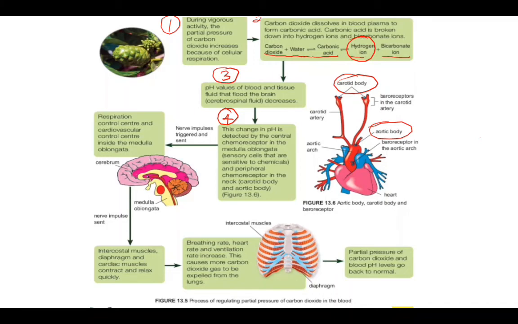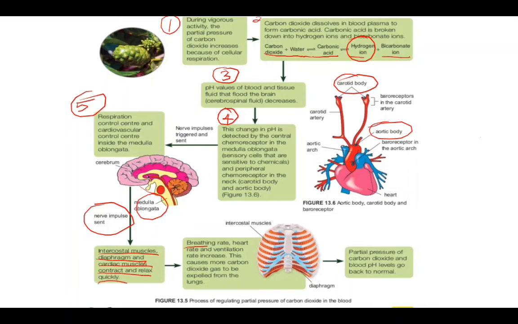Begitu juga dengan medulla oblongata di sini. Ini yang akan detect the change in pH. So nerve impulses triggered and sent. Ini number 5. Respiration control center and cardiovascular control center inside the medulla oblongata. Di sini adalah di mana nerve impulses itu sent. Okay, sent. Kemudian the nerve impulses sent lagi balik kepada intercostal muscle, diaphragm and cardiac muscle contract and relax quickly.